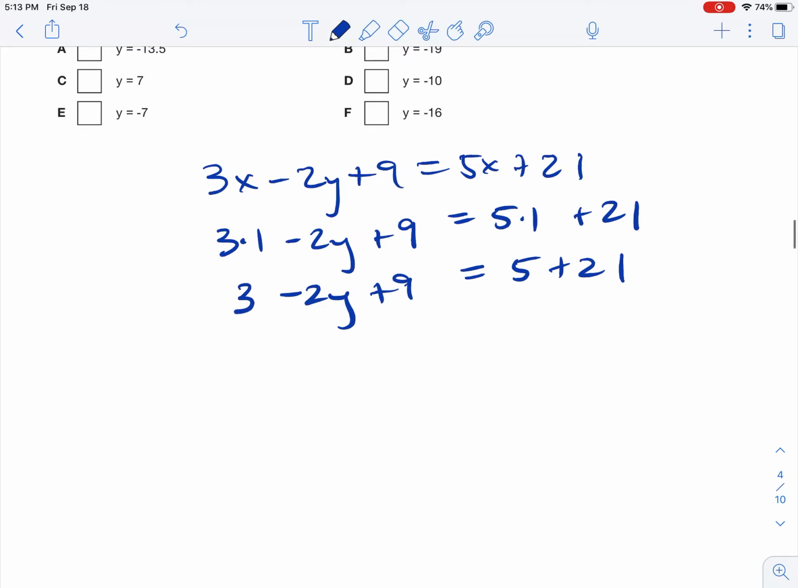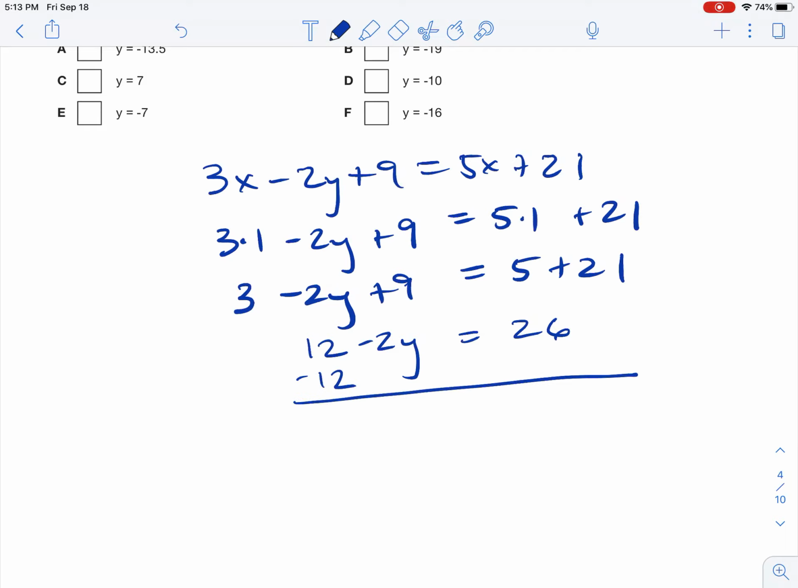So what that allows me to do is simplify. Now I'm going to put like terms together. The 3 doesn't go with the minus 2y, but it does go with the plus 9. So 3 plus 9 is 12. And 5 plus 21 is 26. So it comes down to this. I need to get the y all by itself. How do you get rid of this 12?